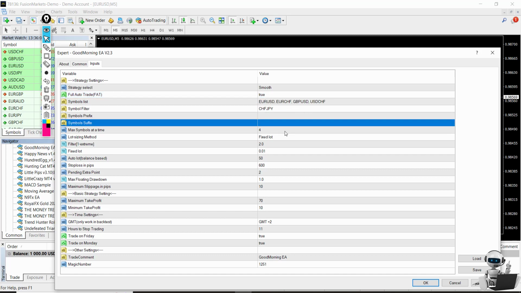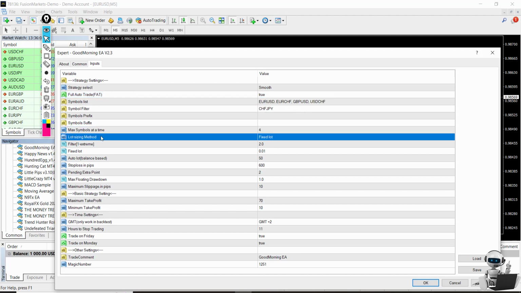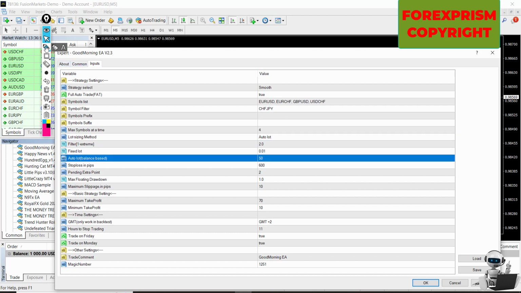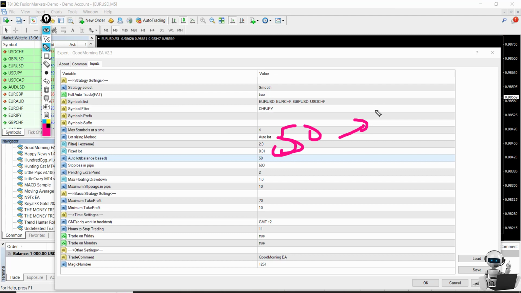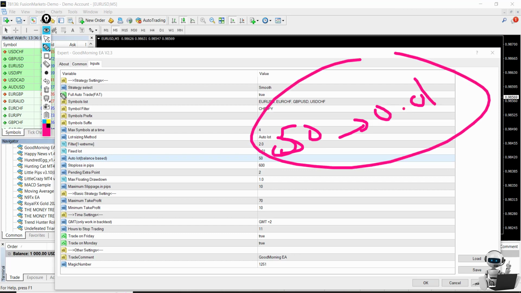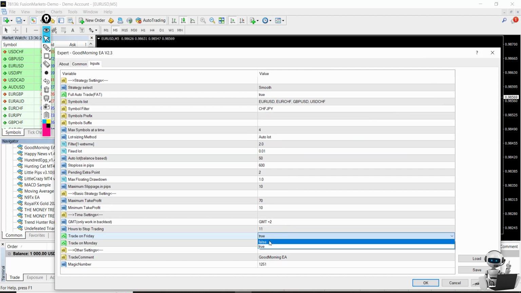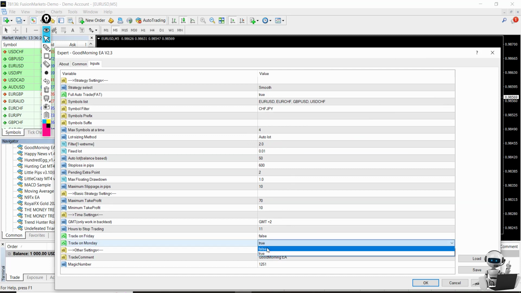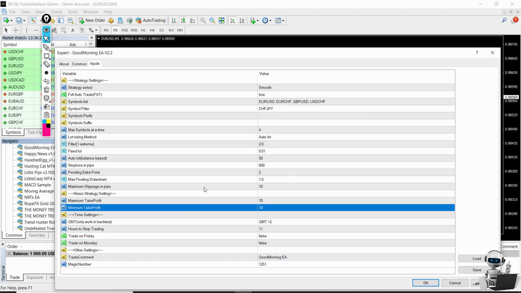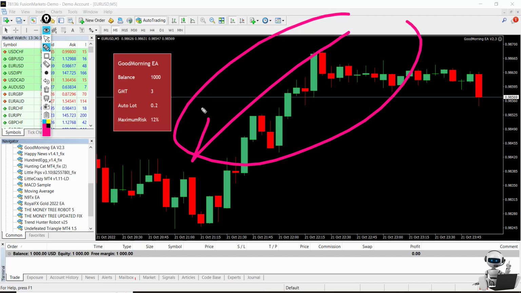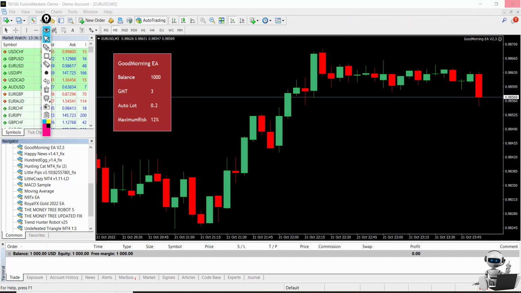I will put the set file with the EA as well, and for lot sizing I will be choosing auto lot with 50. So for each $50 the lot size will be 0.01, and I will leave everything in default. Perhaps I will just make sure to not trade on Monday and Friday, and I will click on OK and auto trade, and you can see everything is correct. It will give you the maximum drawdown and the EA has a smiley face, and you can see there is no issue at all.